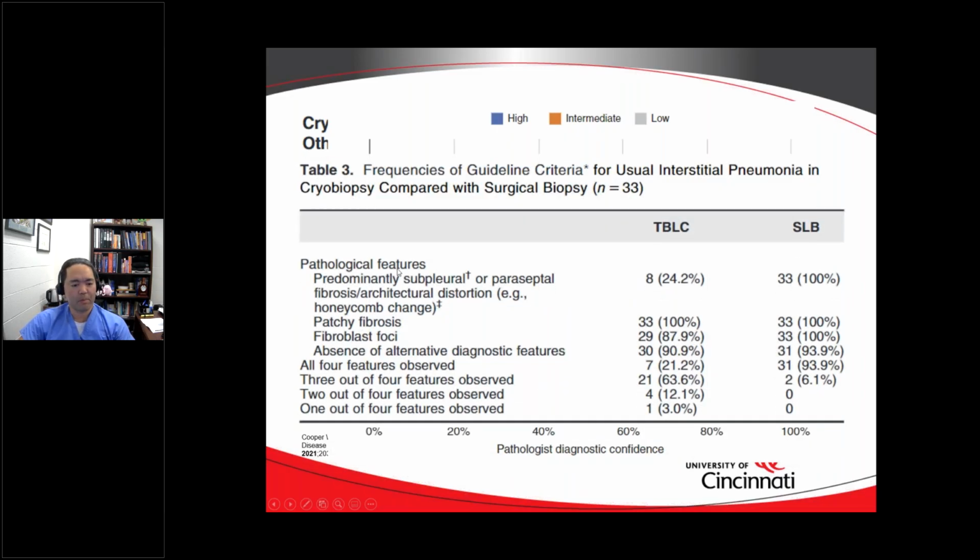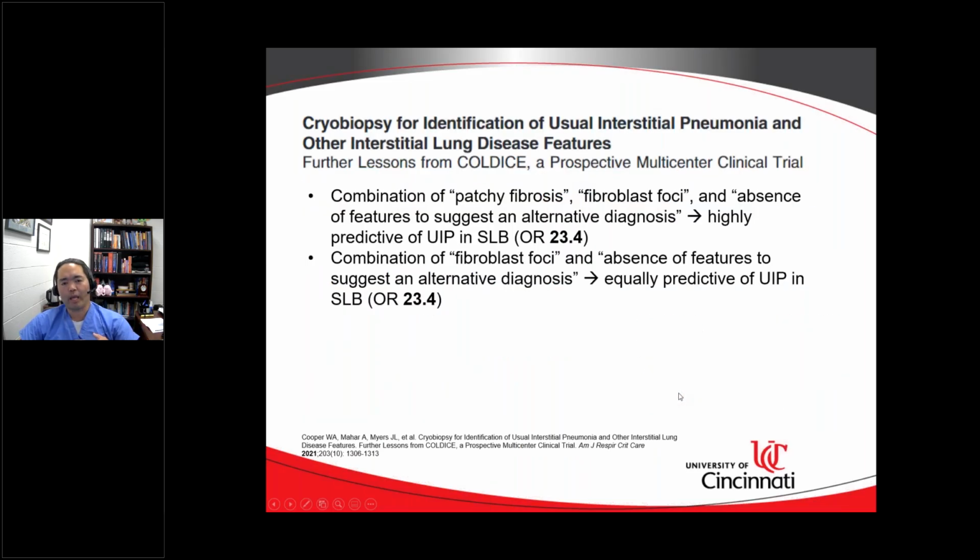And why is that? Remember, again, we're talking about the 4 cardinal features, right? Because of the nature of transbronchial lung cryobiopsy, you're not going to have pleura all the time, and you can see it here. Surgical lung biopsy is going to have pleura 100% of the time just because of how they go inside the chest, as opposed to transbronchial lung cryobiopsy. The patchy fibrosis, the fibroblast foci, and the absence of alternative diagnostic features are almost the same here. So when you group all 4 features observed, it was 94% with surgical lung biopsy, 20% with cryobiopsy, 3 out of 4 obviously favoring cryobiopsy, and so forth. So when they did the analysis and combined patchy fibrosis, fibroblast foci, and absence of features to suggest an alternate diagnosis, meaning we forego the need for pleura, the odds ratio was pretty high to find UIP in surgical lung biopsy.